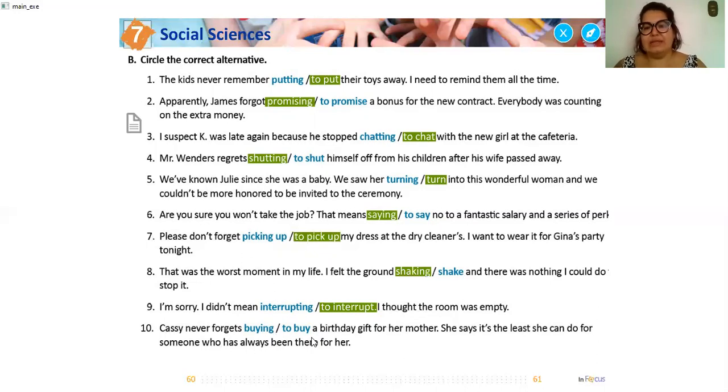Cassie never forgets a birthday gift for her mother. She says it is the least she can do for someone who has been always there for her. Such a nice sentiment. So she never forgets to buy something she needs to do, okay? Very good.